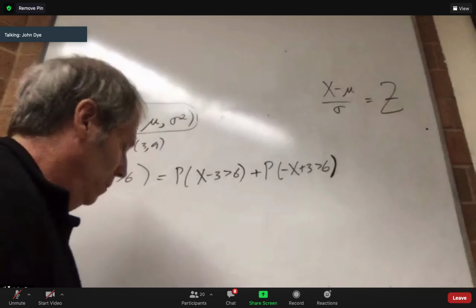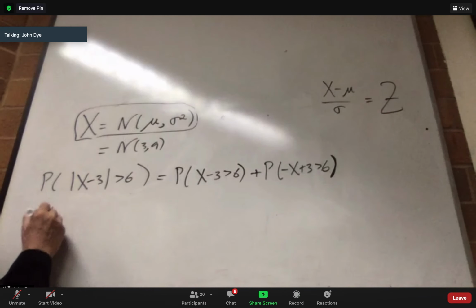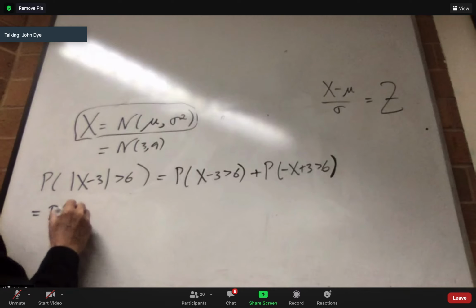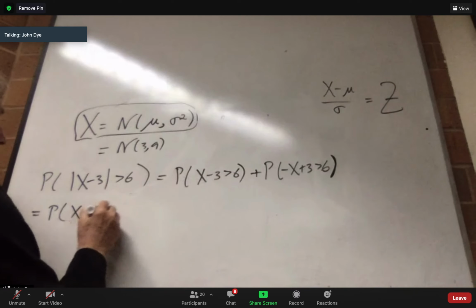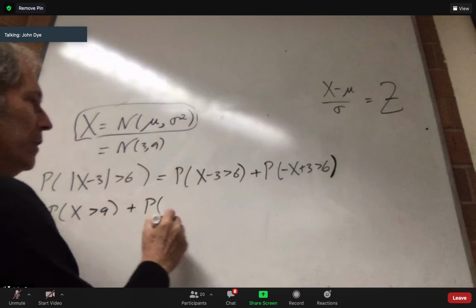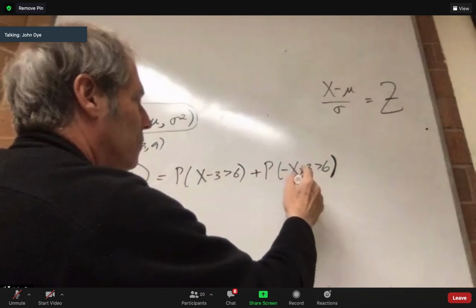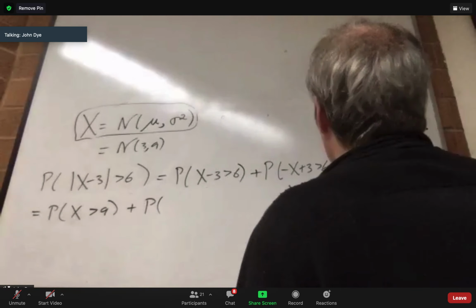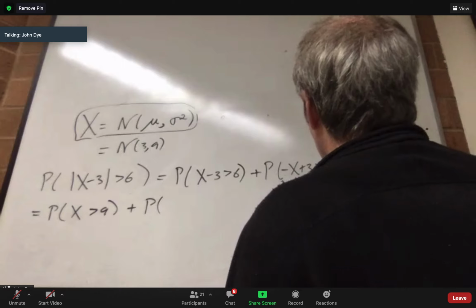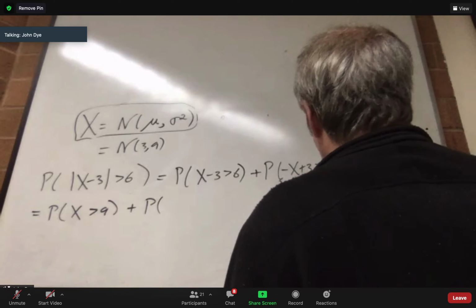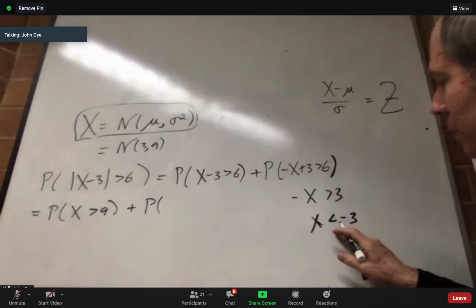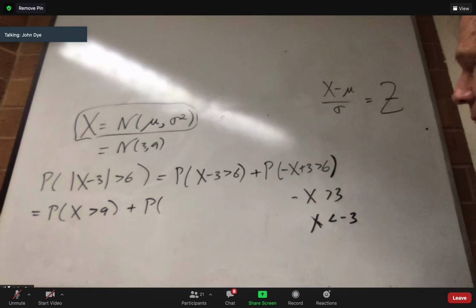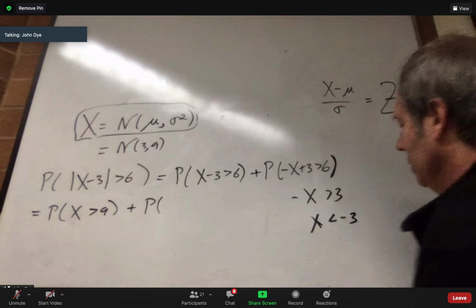Well, let's write these two things out. So that's the probability that X, add 3 to both sides, is greater than 9, plus the probability of what? Now I have got to figure this out. Minus x is greater than 3, but that's equivalent to x less than minus 3. You have to change the direction of the inequality when you multiply both sides by a negative number. So minus x is greater than 3, x is less than minus 3.